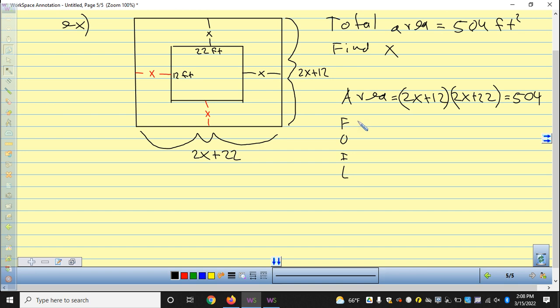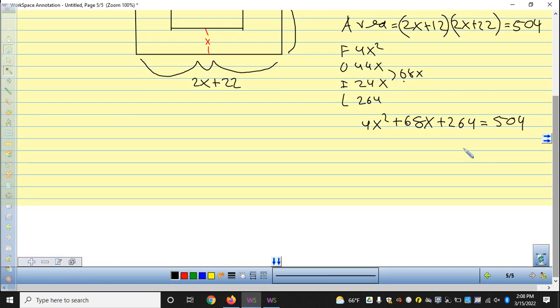First, 2x times 2x, 4x squared. Outside, 2x times 22 is 44x. Inside, 2x times 12 is 24x. And last, 12 times 22 is 264. If I add these together, I get 68x. So this becomes 4x squared plus 68x plus 264 equals 504.